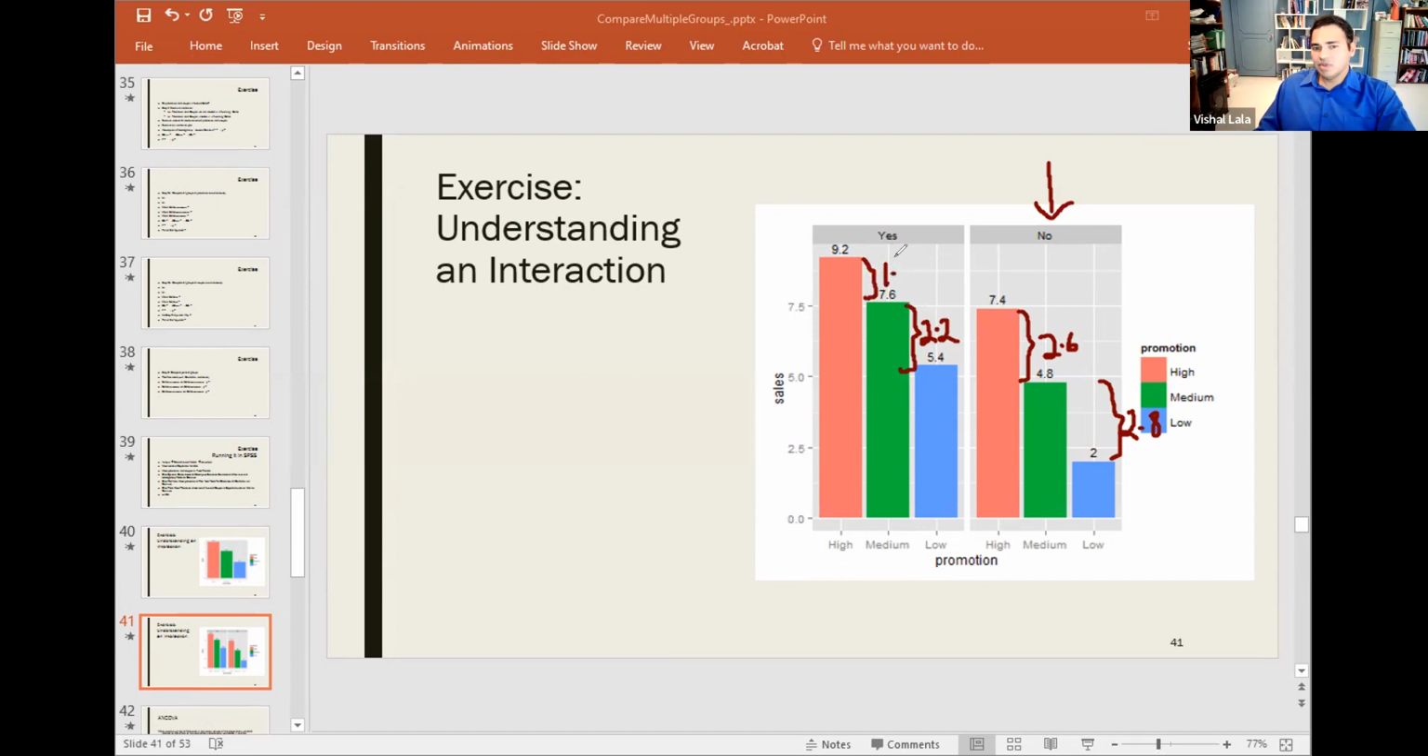As you go from medium to high, your bump is only 1.6 units. So you're noticing, hopefully, that the impact that promotion is having on sales is less when there's a coupon in play than when there wasn't a coupon in play. This is suggestive of an interaction effect. Okay. We have directional interaction at this stage.